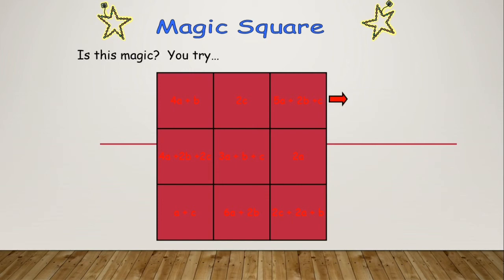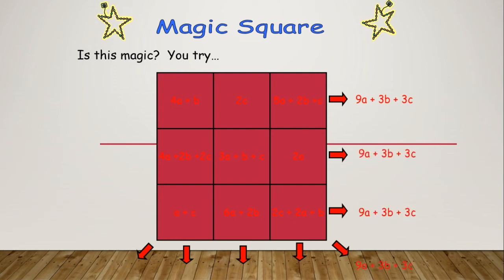Okay, so this one here, the first answer is 9a plus 3b plus 3c. Because you can clearly see in my first box there I've got 4a, and in my last box I've got 5a. So together it becomes 9a plus 3b plus 3c. These are the answers for the rest of them. Please give yourself a mark and a tick if you got it correct, and please correct it if you haven't.